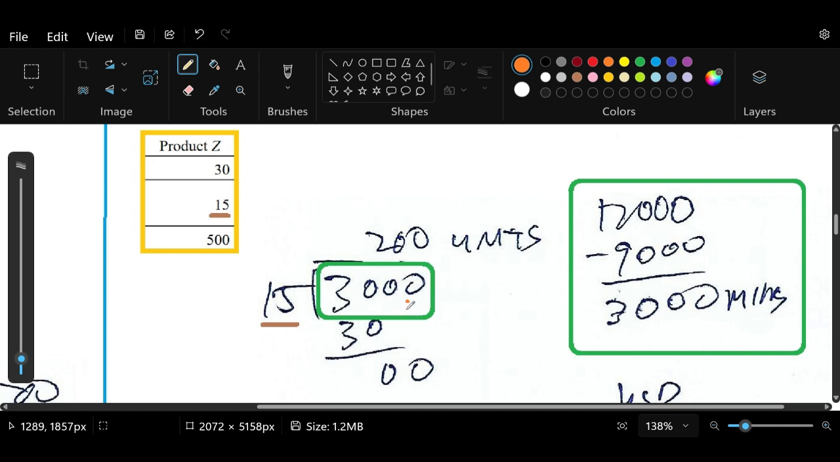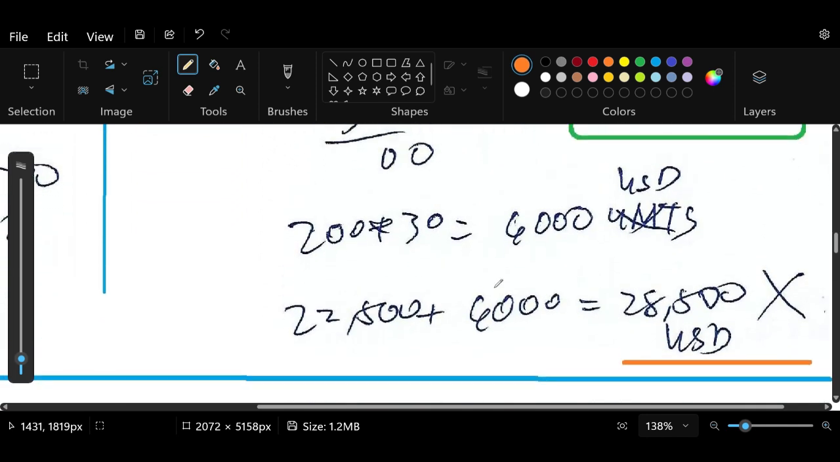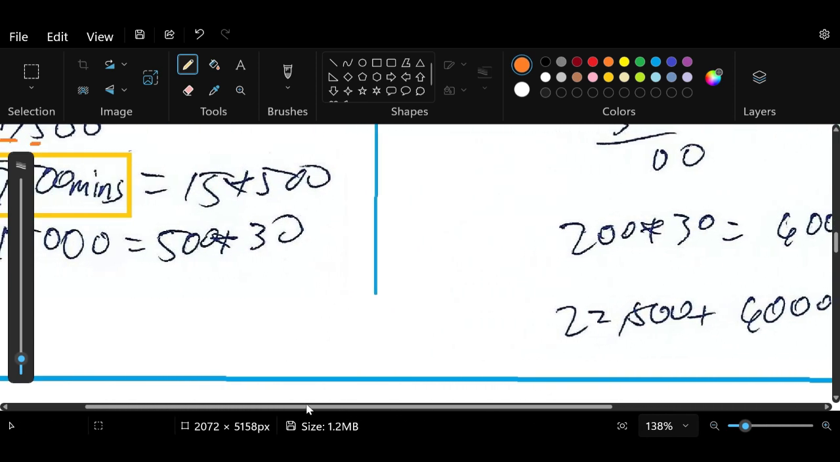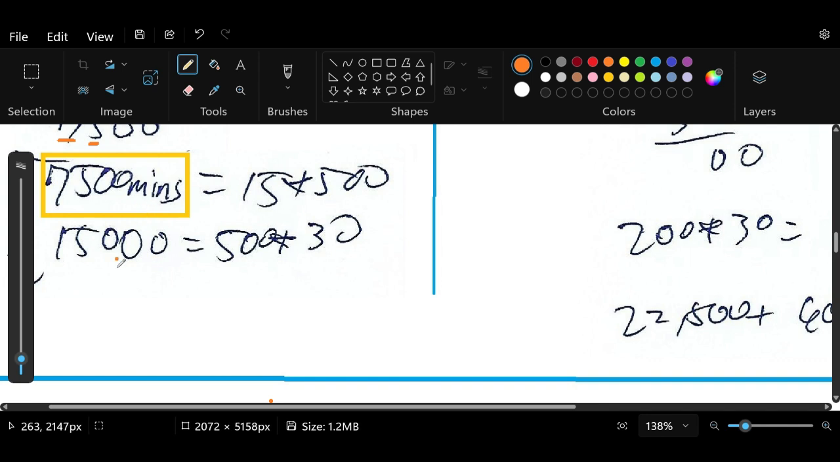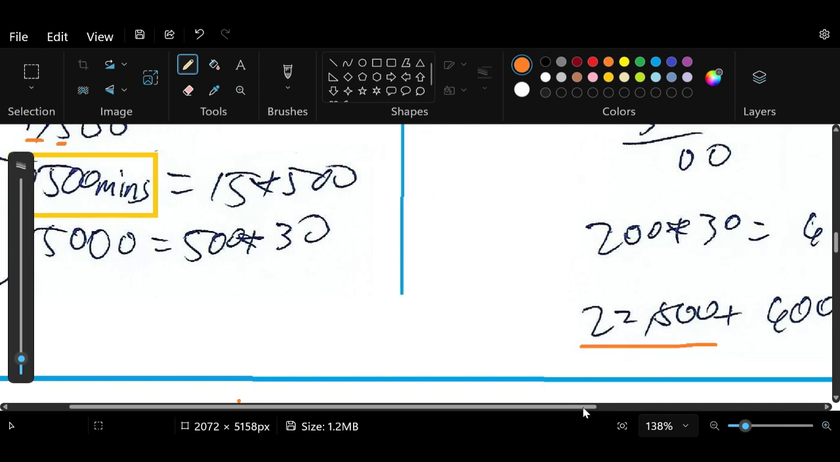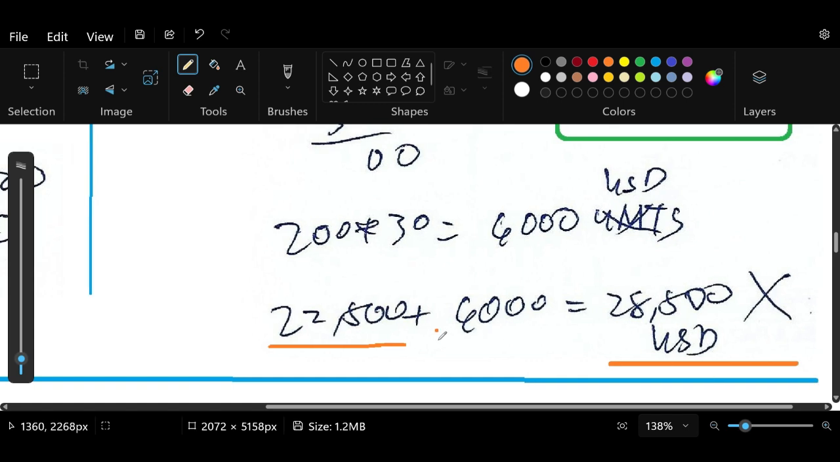And here what I have is 7,500 minutes and $15,000. The $15,000 doesn't go higher than the 22,500 that we had a while ago when we did the other product Y. So we'll use product Y because it seems to give us the highest profit, and the remaining we'll use product C.